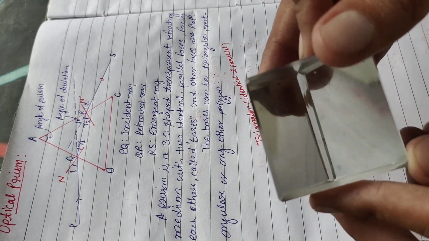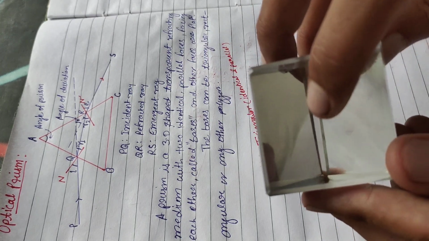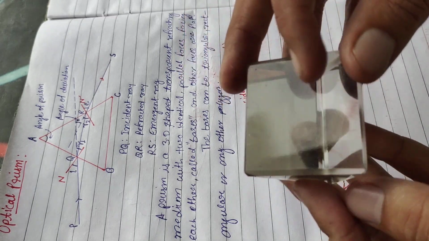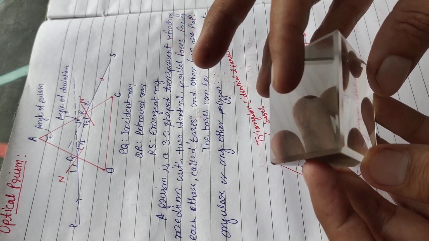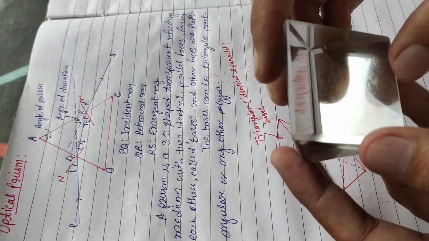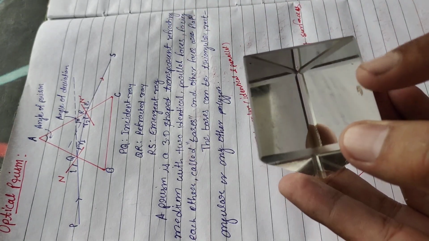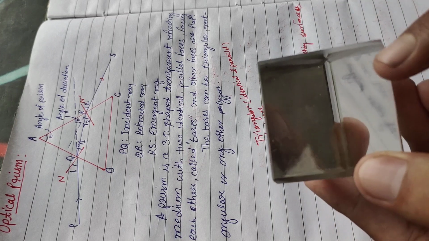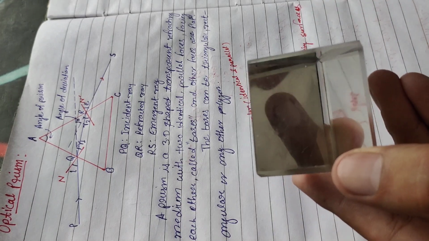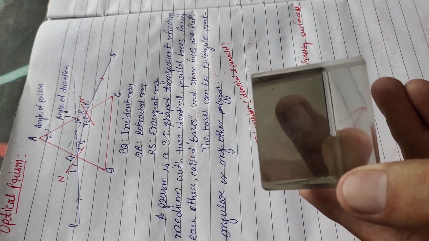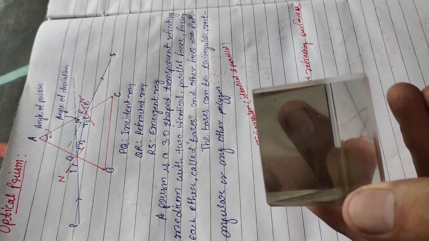Other than these, there are three other faces: this one is the first face, this one is the second face, and this one is the third face. All these three faces are flat, plane, and in the shape of a rectangle. So this structure fulfills all the conditions to be called a prism.